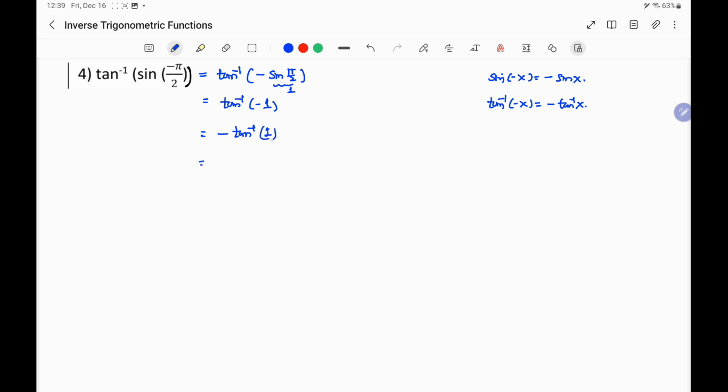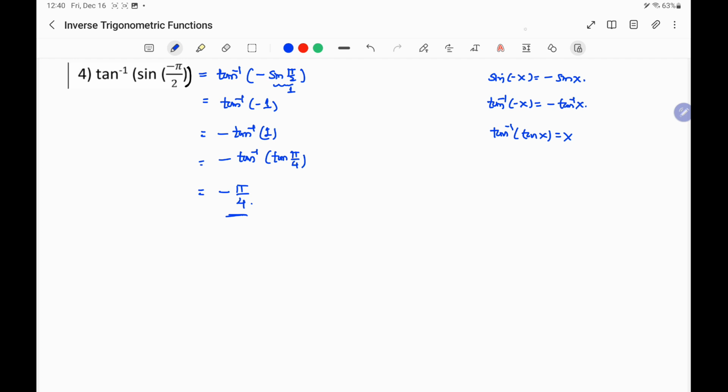And tan inverse 1 has the value of tan inverse, 1 is for tan pi by 4. So we can write using the formula that tan inverse of tan x is equal to x. We will have minus pi by 4. This is the principal value of the given expression.